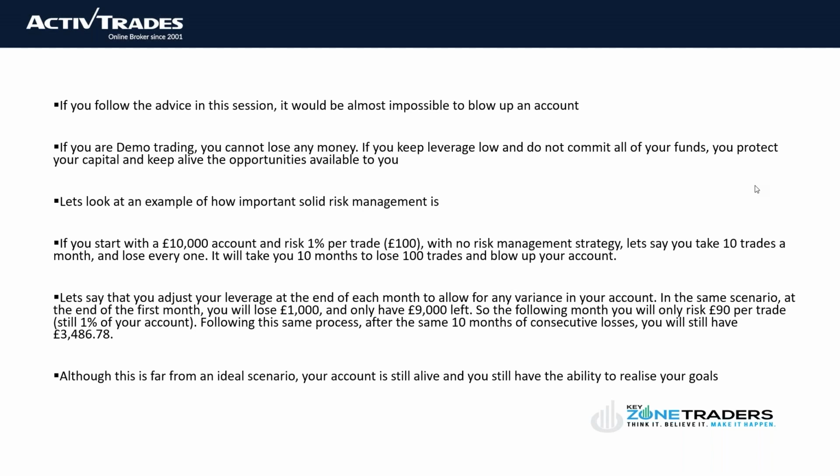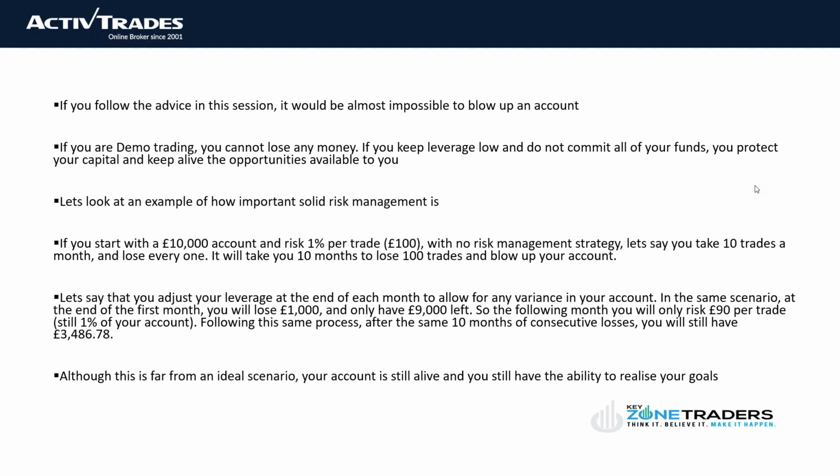So we're also going to quickly look at a way of compounding downwards and how that can actually protect your account as well. If you start with a £10,000 account and you risk 1% per trade, so that's £100, with no other risk management strategy in place, let's say you take 10 trades in a month and every one loses, you'll take 10 months to lose 100 trades, which would blow up your account. Now, obviously, that's not going to happen either, but just as a generic example, if you lose 100 trades in a row, risking £100 because you started off with a 10 grand account, you're going to be bankrupt. You're going to blow up an account.